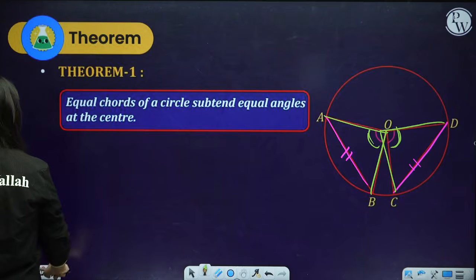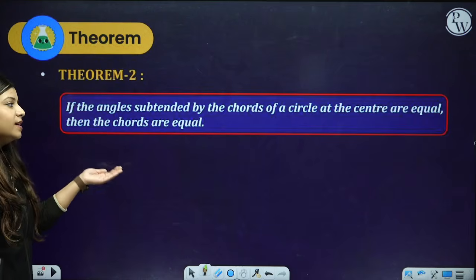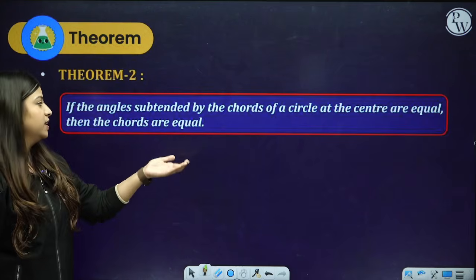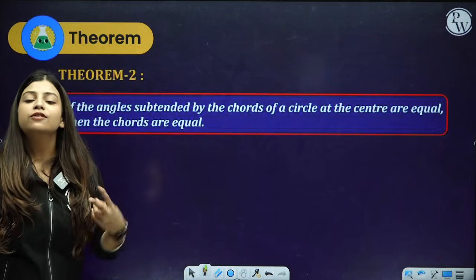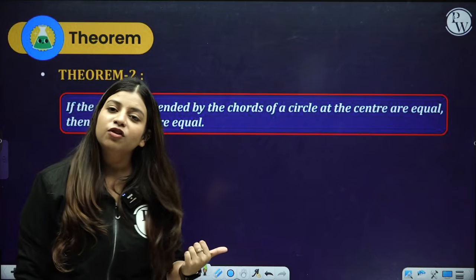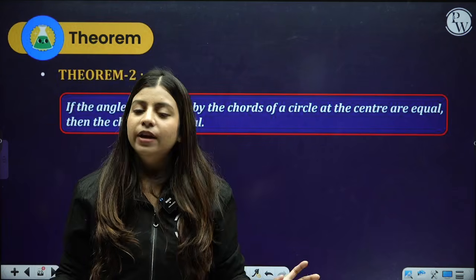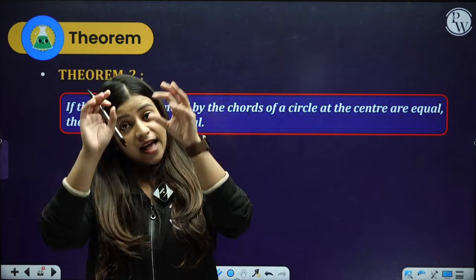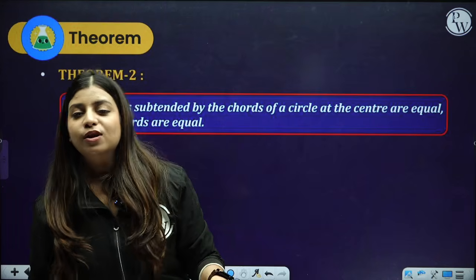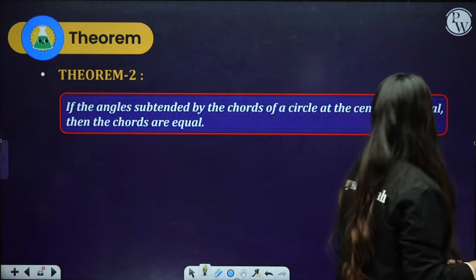Now the next thing that we have is, if the angles subtended by the chords of a circle at the center are equal, the chords are equal, the converse of it. In the earlier theorem it was, if chords are equal, angles subtended at the center will be equal. Now this is saying, if the angles are equal, then the chords will also be equal, and that's how we are going to deal with it.